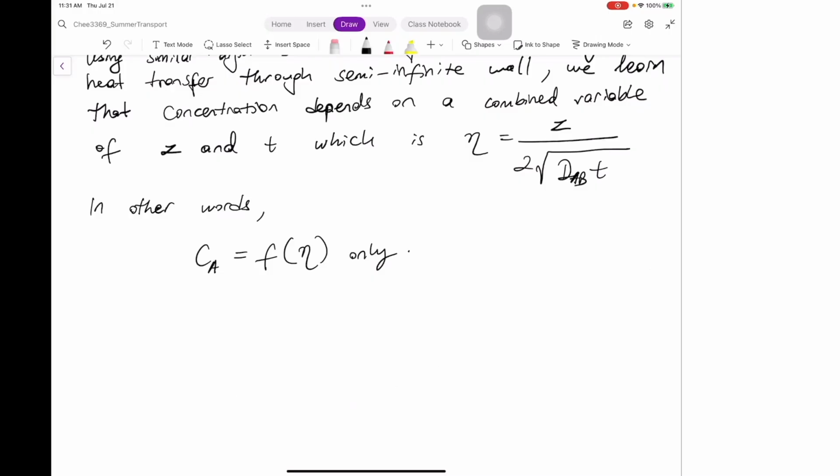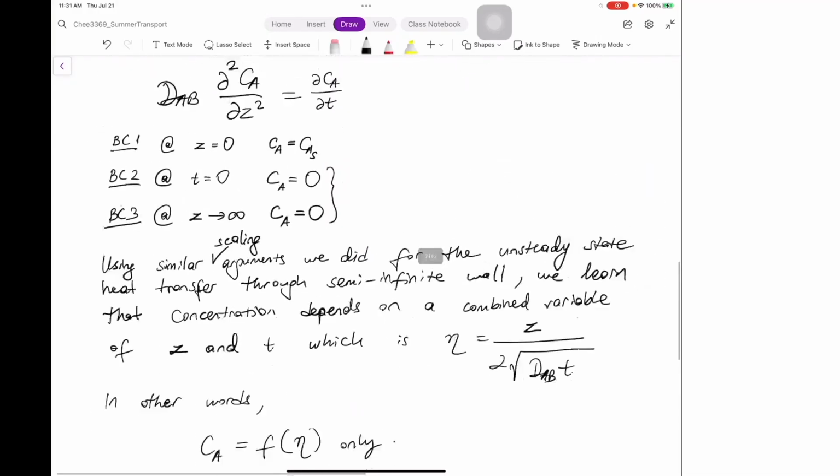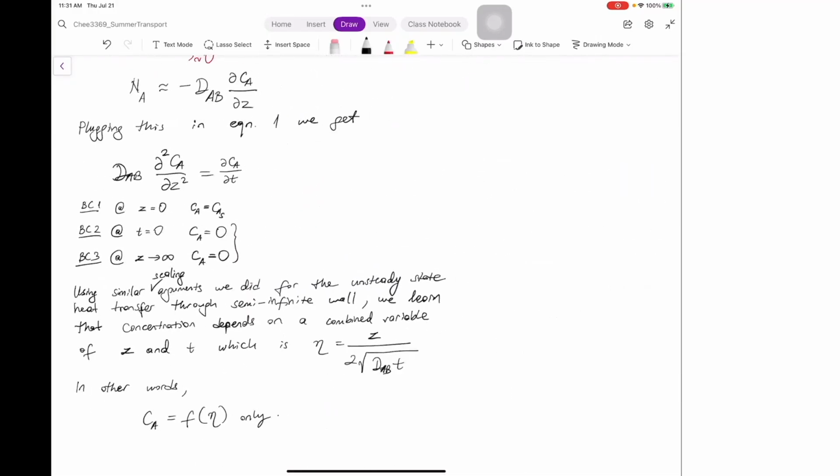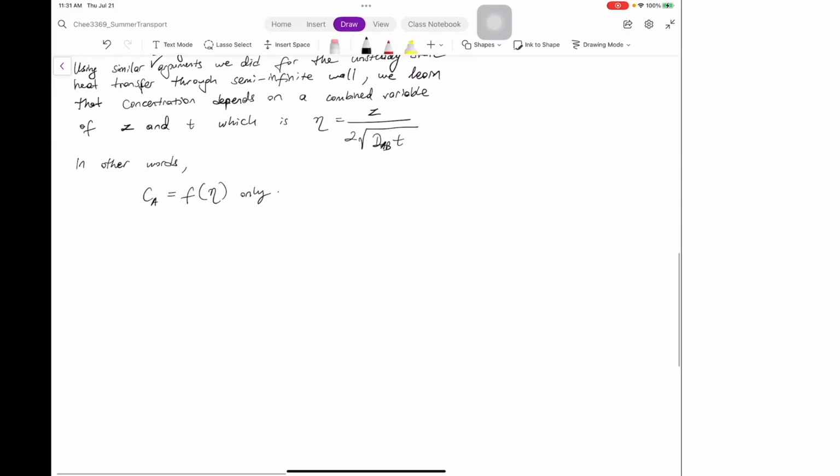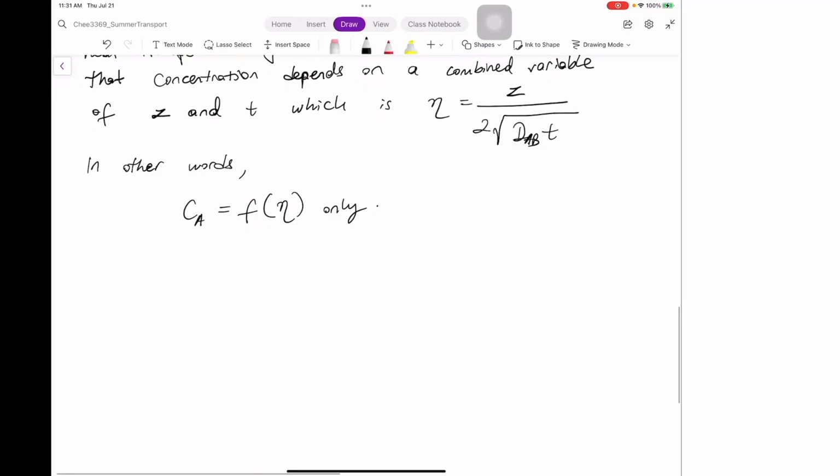Okay, so what does this tell us? You actually do the same type of analysis, right? And you write down the del CA over del Z in terms of dCA over d eta, and similarly del CA over del T in terms of dCA over d eta. And after simplifications, a similar analysis will give you the following equation.